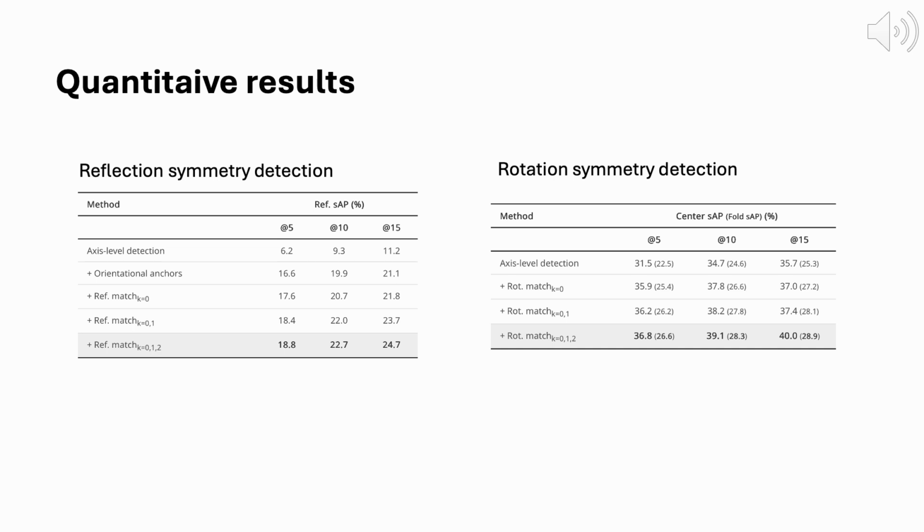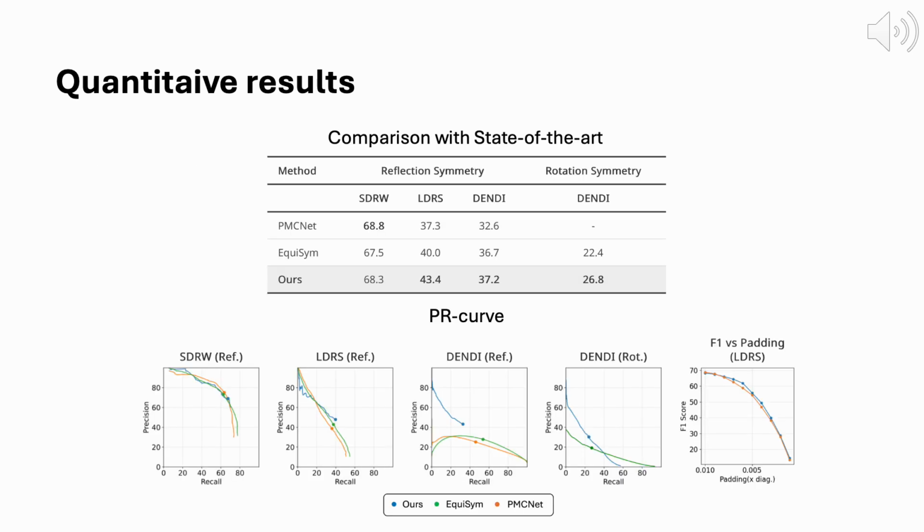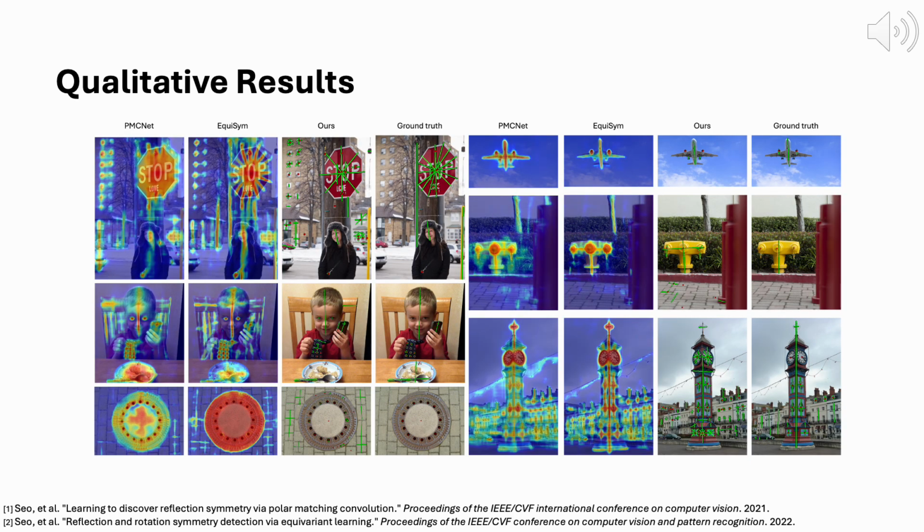This table highlights the effectiveness of our method, as applying the orientational anchor expansion and matching strategies significantly improves performance, showing a large performance gap. Our method also outperforms state-of-the-art approaches in terms of F1 score, and this improvement can be clearly seen in the precision recall curves. Thank you.